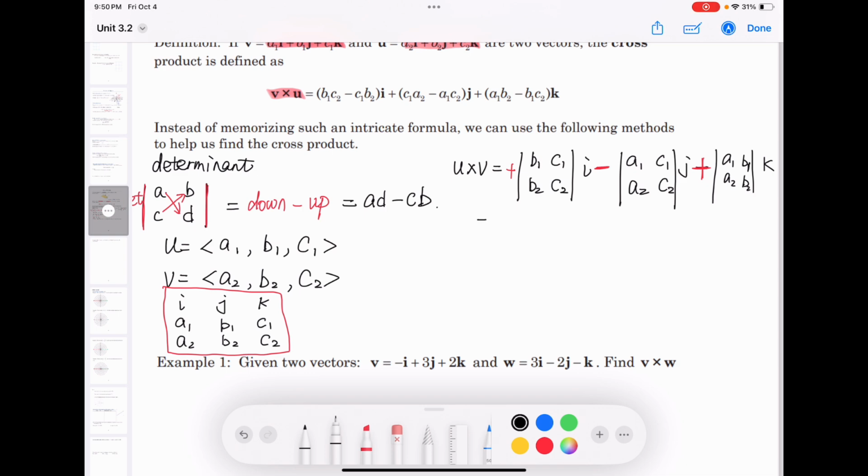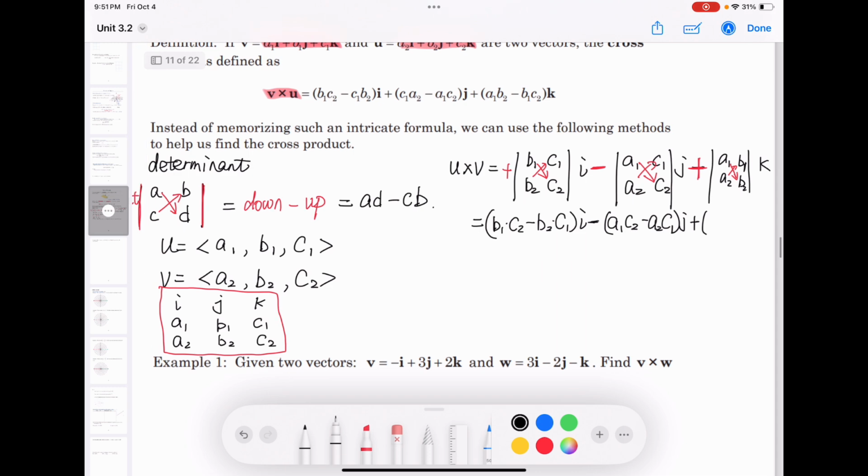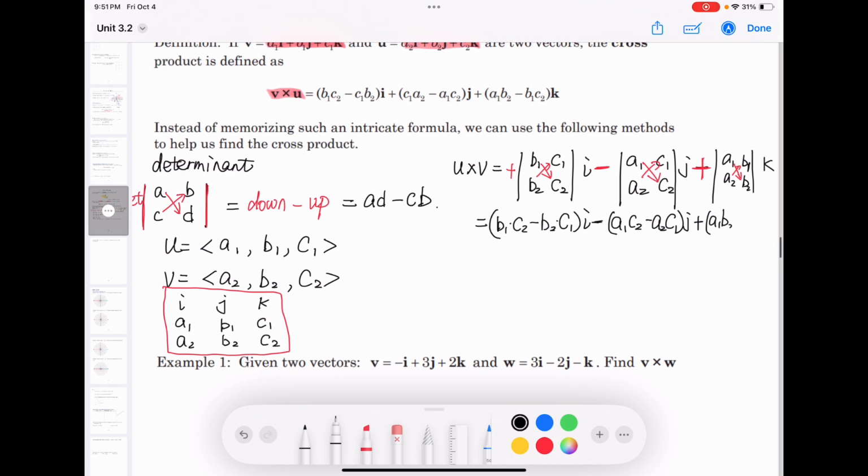We do the cross product. This is a positive. We are going to have the direction down minus up, down minus up, down minus up. So we're going to have B sub 1 times C sub 2 minus B sub 2 times C sub 1, I. Then minus A sub 1, C sub 2 minus A sub 2, C sub 1 times J, plus A sub 1, B sub 2 minus A sub 2, B sub 1, K.